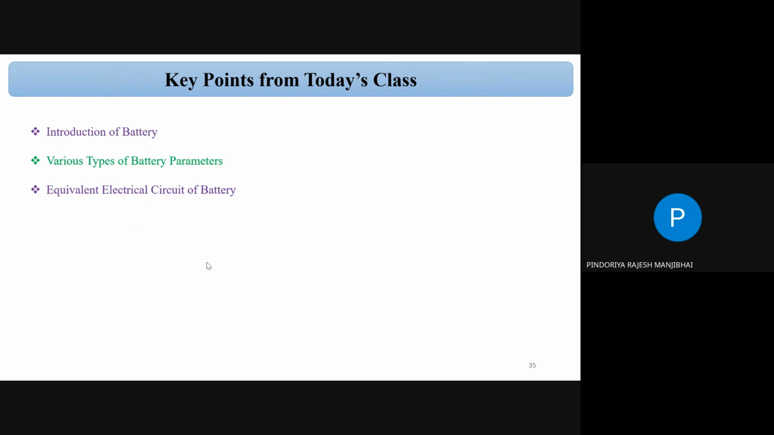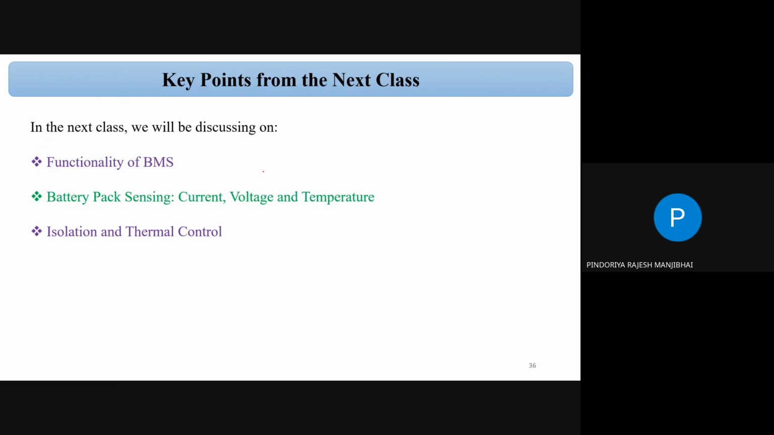Key points from today's class: an introduction to the battery, various battery parameters, and the equivalent electrical circuit. From the next class, we are going to discuss the functionality of the BMS. It is the most important component: battery pack sensing of current, voltage, and temperature. We will discuss how we can sense the voltage, current, and temperature, and then the isolation and thermal control, how we provide isolation and control the temperature. All this comes under the BMS, the battery management system. Thank you so much.